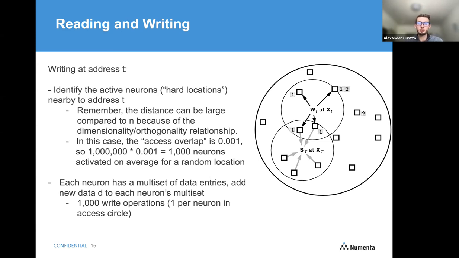So you could say, I want exactly 0.001 of the hard locations to be activated when I write to any given address. Then you probably use the binomial distribution to figure out what the R value should be, how far this radius should be, to activate on average 1,000th of the hard locations. That would be 1,000,000 times 1/1,000, which is just 1,000 neurons. So you're adding this new data to each neuron's multiset, which is actually 1,000 write operations, one per neuron in the access circle. This is where you get a hint of the distributed nature of the memory model.